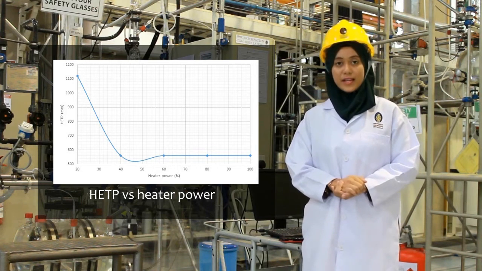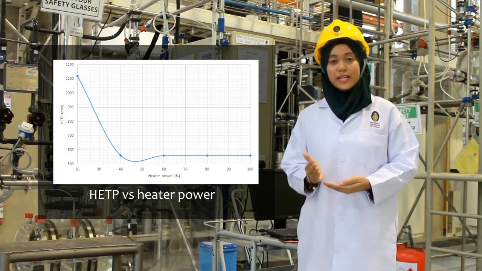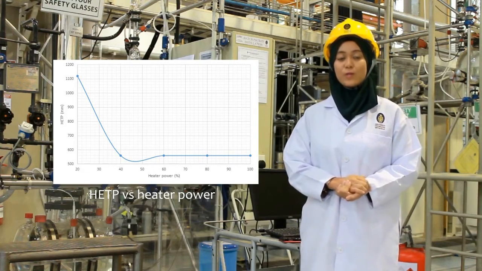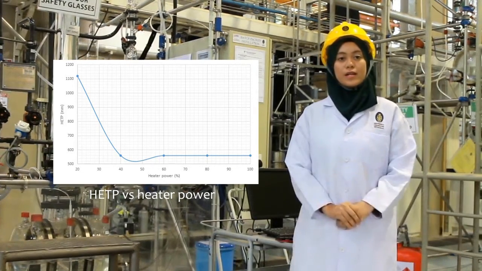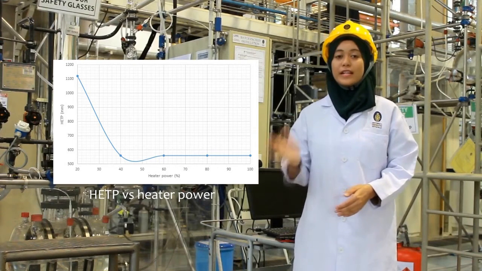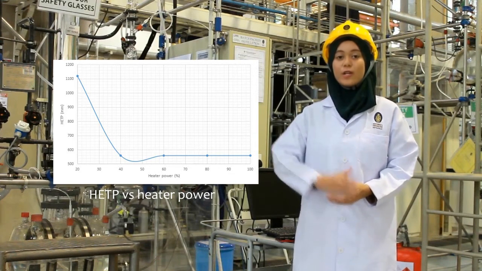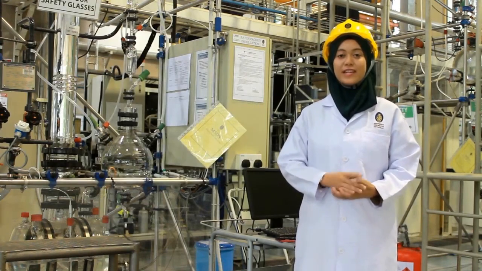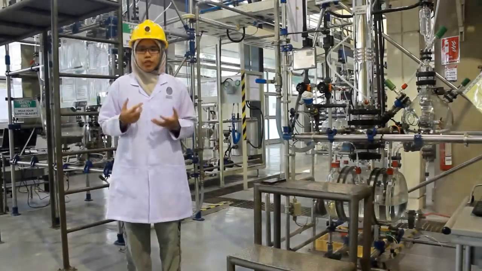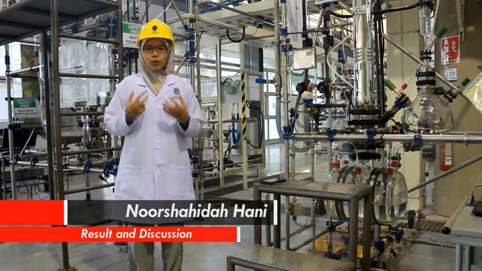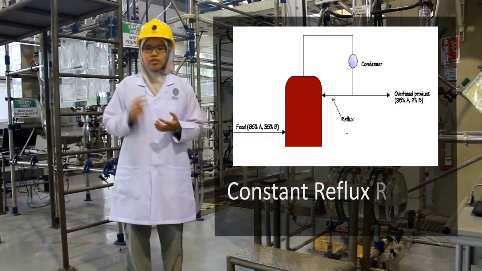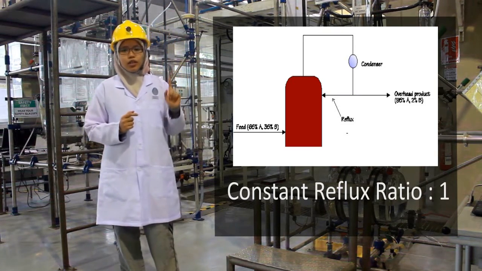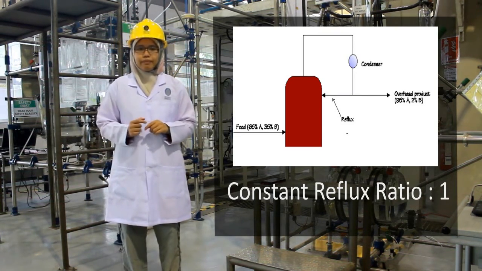So this means that as the heater power increases, the number of theoretical stages will decrease. It can be concluded that the effectiveness of the distillation will increase as the heater power increases. That's all. In this experiment too, the distillation column is operated at the same reflux ratio, which is fine. This means that the distillate exiting and re-entering the distillation column is supposed to be the same.